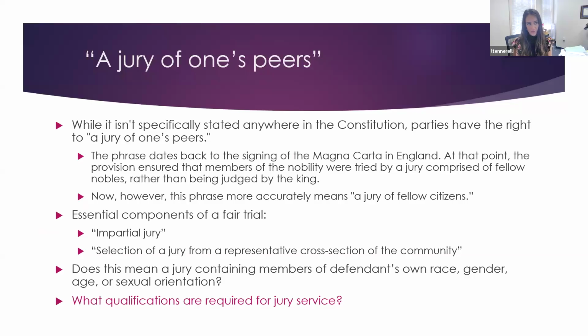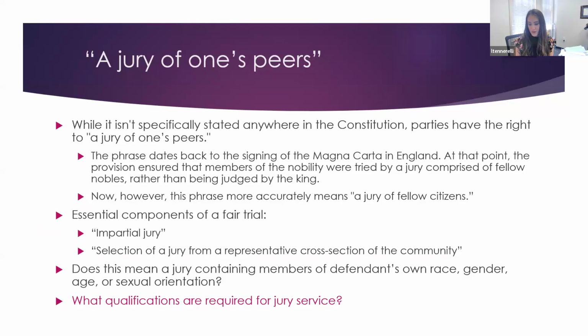So while the phrase a jury of one's peers isn't used in the Constitution, it has been considered since the signing of the Magna Carta to be part of the essential right to trial by jury. So at the time, it meant a jury composed of fellow nobles, not just the king, but now it means a jury of fellow citizens.